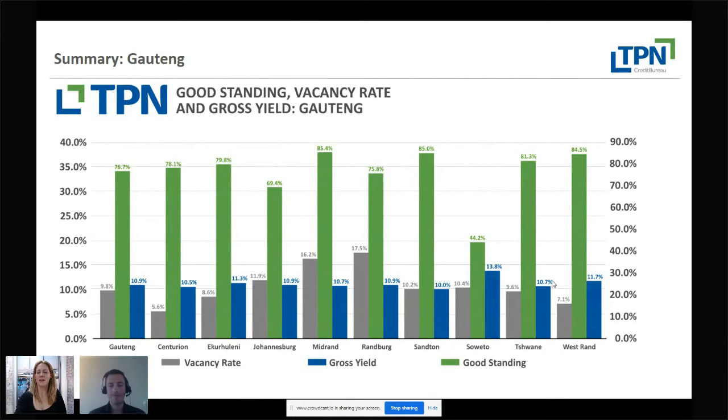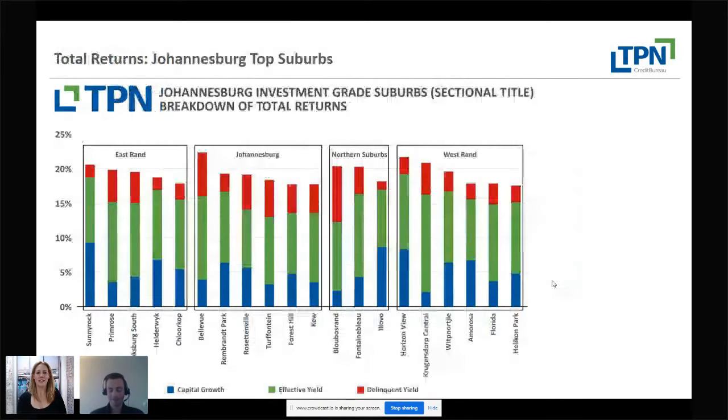Let's keep going. Next slide is now on the total returns, Joburg's top suburbs. I've taken us down one level. So in the previous slide, we were looking more at the town level. In this slide, we're now looking at the actual suburb level.